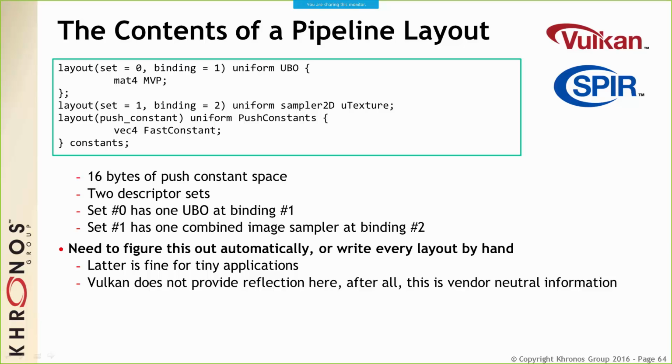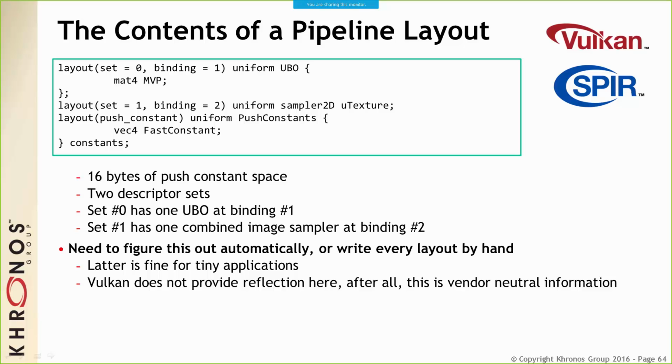So just to summarize, what is the pipeline layout here? Well, we have 16 bytes. Well, actually, that's a mistake. That's 64 bytes. 2 descriptor sets. The first descriptor set has a binding there at binding 1, set 1, binding 2, etc.